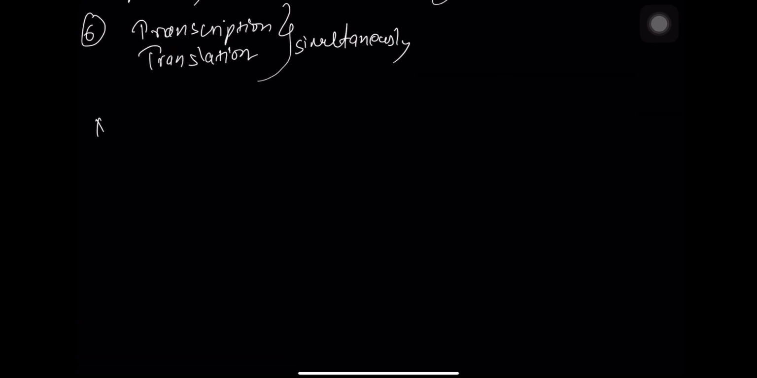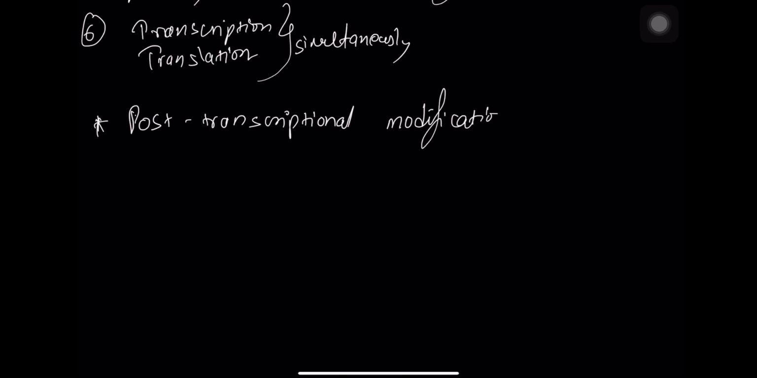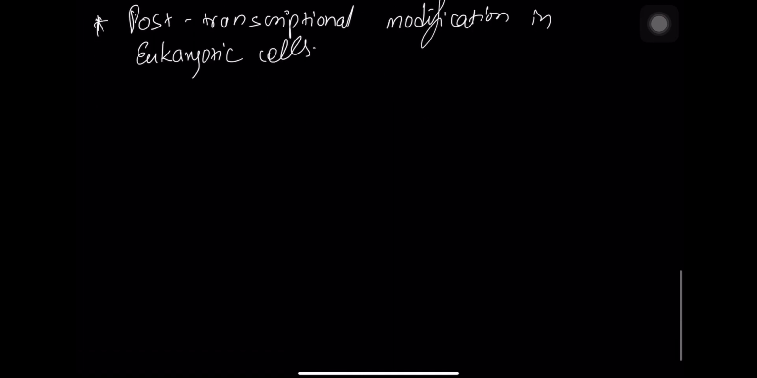Now, let's go to a very important topic, that is the post-transcriptional modification in eukaryotic cells. So, when we read about the central dogma of molecular biology, we know that when RNA is synthesized from DNA, we call it transcription, and when proteins are synthesized from RNA, it is known as translation. But it can be modified in prokaryotic and eukaryotic cells. In eukaryotic cells, there occurs some post-transcriptional modification.